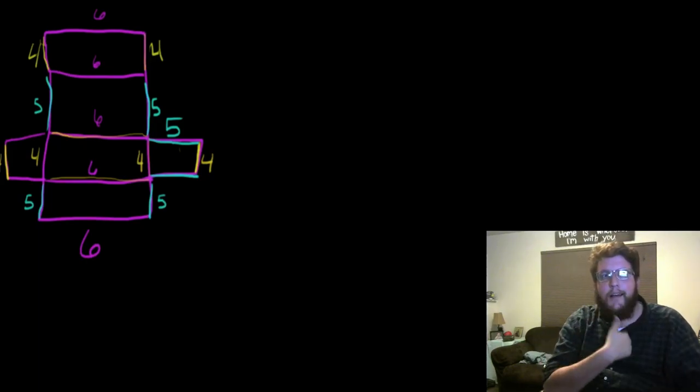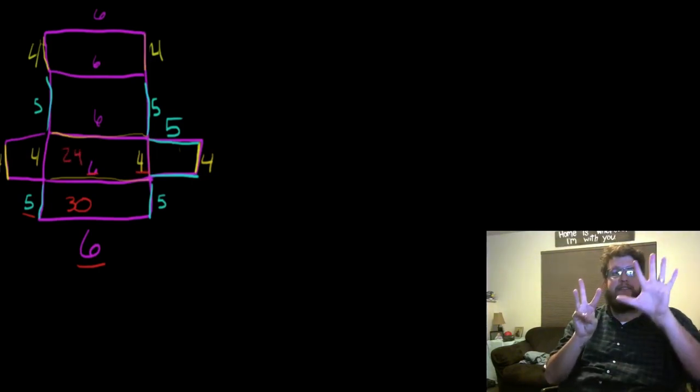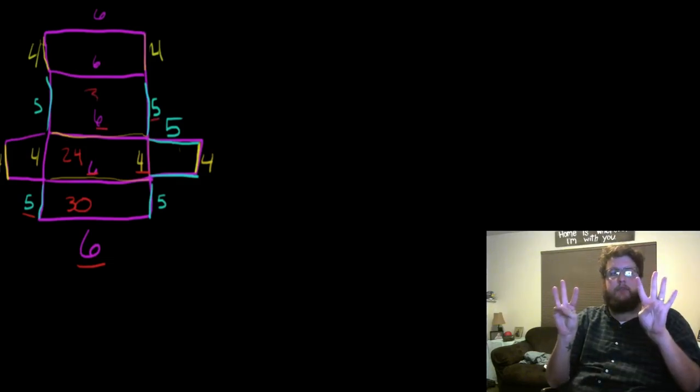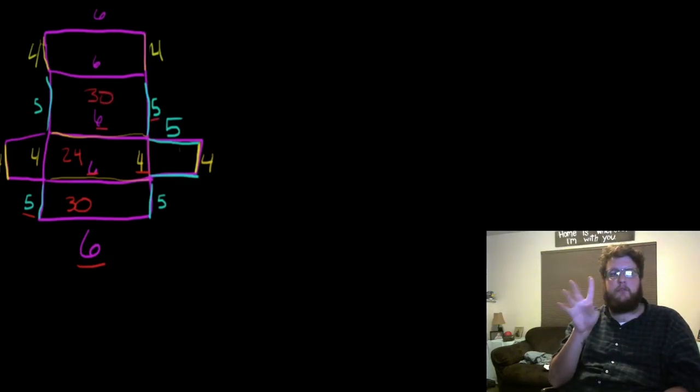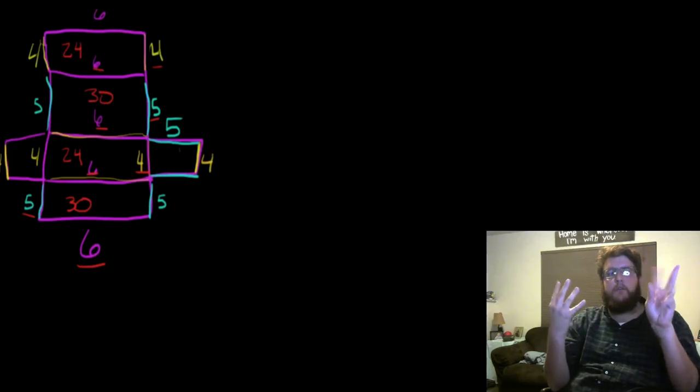So for the first rectangle, we have 6 times 5, which is 30. For the second rectangle, we have 6 times 4, which is 24. For the third rectangle, we have 6 times 5, which is 30. And for the fourth rectangle, we have 6 times 4, which is 24. Now we can go ahead and do the wings.